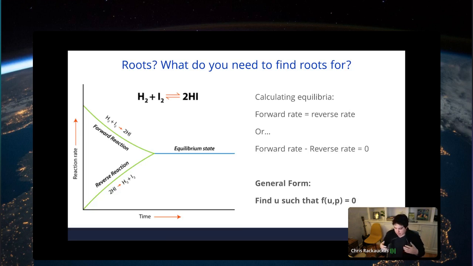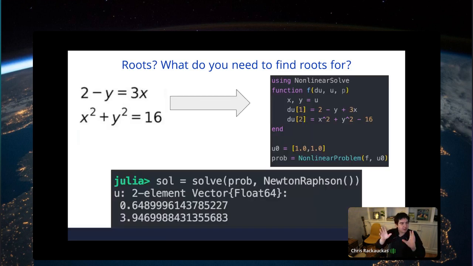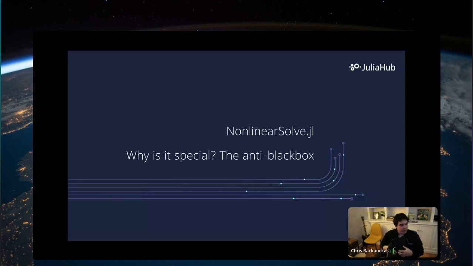So it turns out that not everything is this simple world. We might need tooling that extends us and scales us to very difficult types of root finding problems, right? And so that's really what NonlinearSolve is all about.